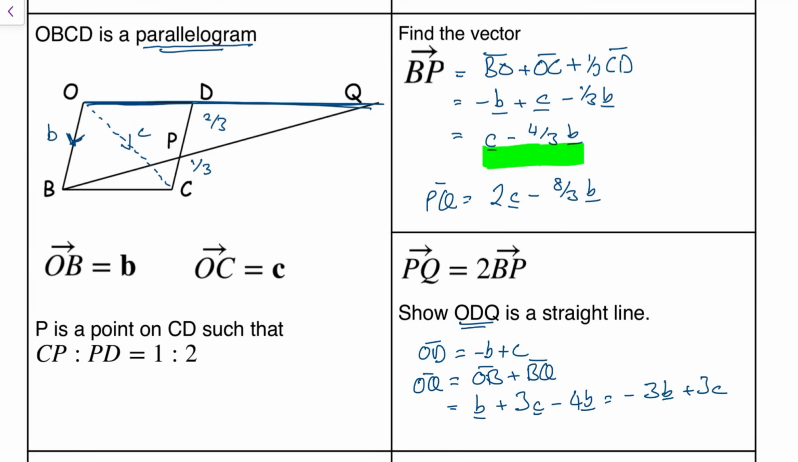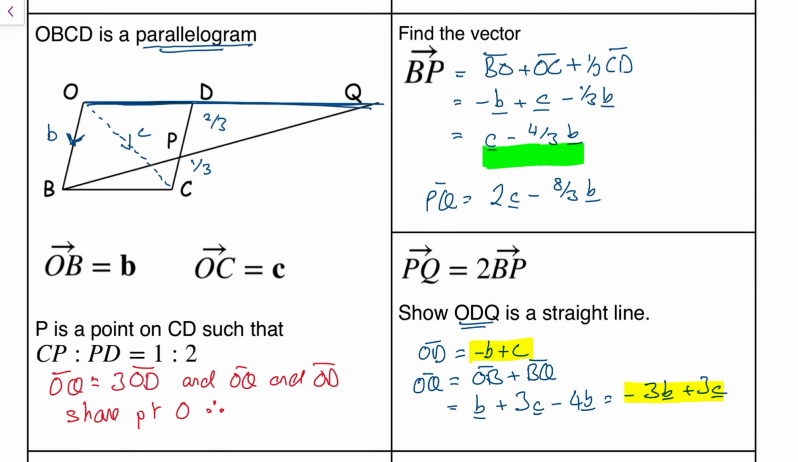And the reason I wrote it like that is because hopefully you can clearly see that this thing here is just a multiple of this thing here. However, I need to write my conclusion. So your conclusion will say something like this. It will say nice and clearly, I'm saying that O to Q is equal to 3 times O to D. So that's my parallel vector statement. And O to Q and O to D share point O. And then the conclusion, so therefore O to D to Q is a straight line.